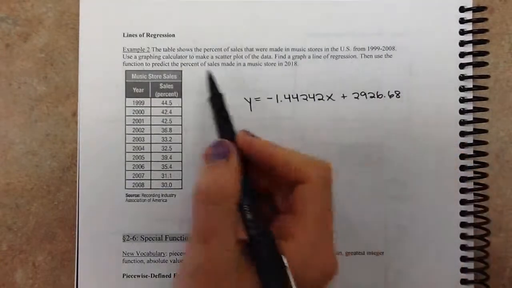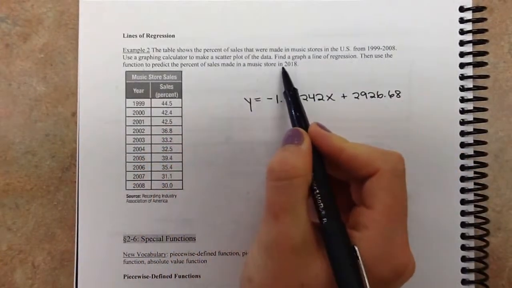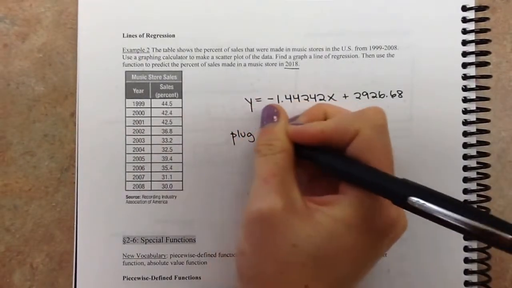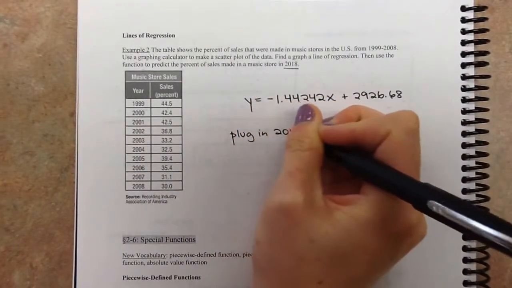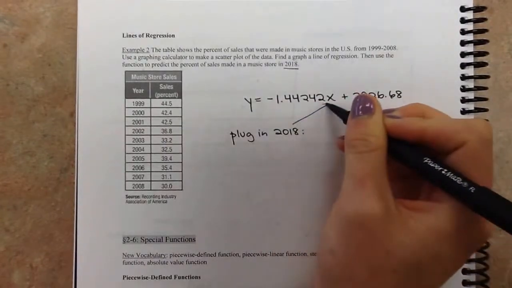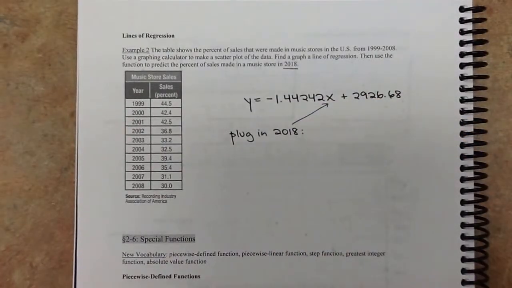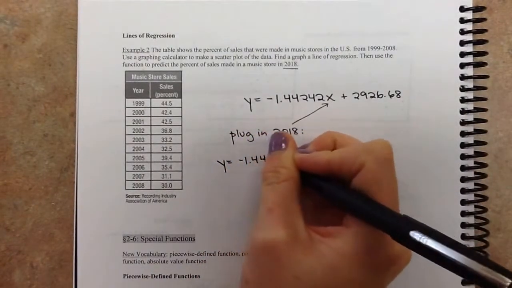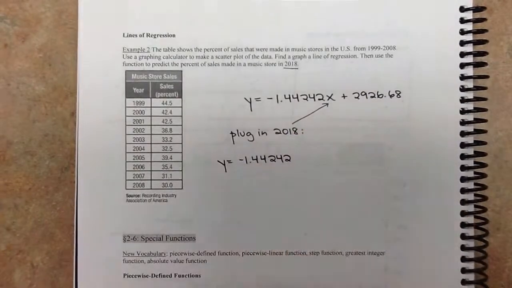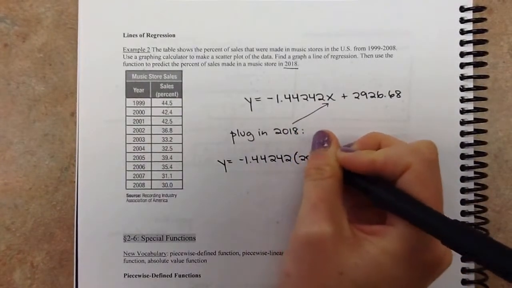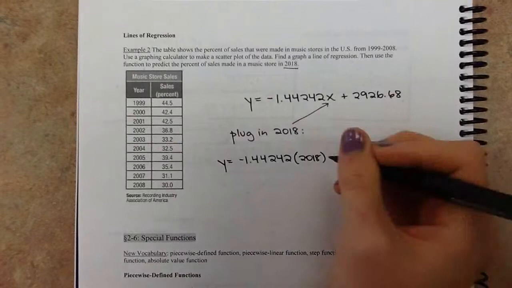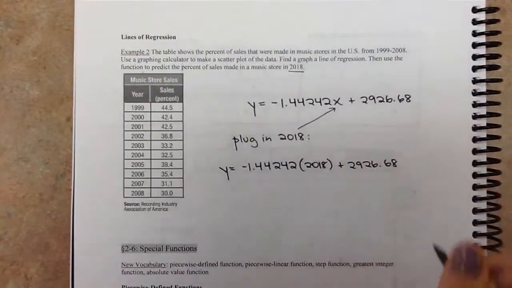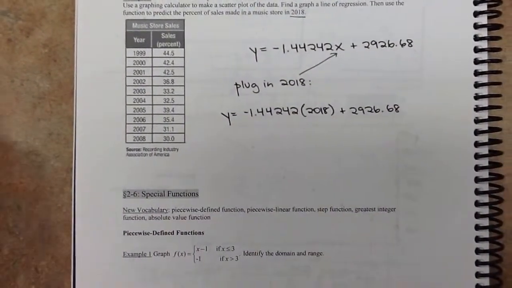Then finally it says use the function to predict the percent of sales made in 2018. Okay, so for this step you're going to plug in 2018 right into the equation, and that's just going to go in there for x, and we're going to do the same thing that we did at the end of the last video. So y equals, take your whole function exactly the way it is, and then we're going to plug in 2018. That's our new x value to find a prediction. Okay, so all I'm doing right now, I'm just writing down what I'm about to plug into my calculator.